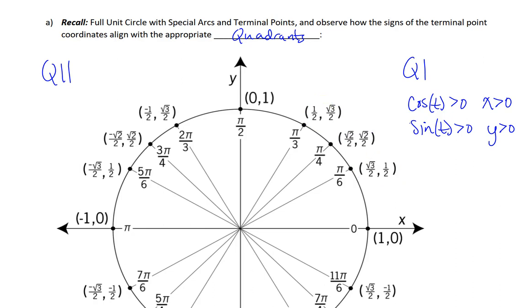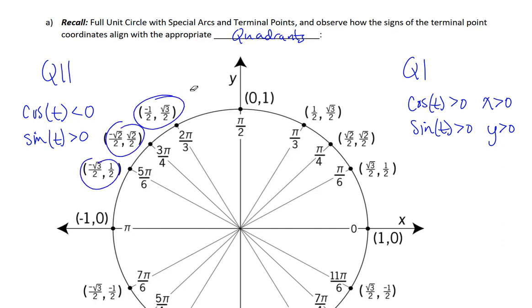Or similarly in quadrant 2, we would expect to find that the cosine, which of course is the x value, would be less than 0 because you're to the left of the y-axis. But then in quadrant 2, we're above the x-axis, so we would expect that the sine of arc t there would be positive. And sure enough, if you look carefully at all the terminal points in quadrant 2, you can find that all the x's are negative and all the y coordinates are positive, corresponding again with the sine or cosine of arc t.